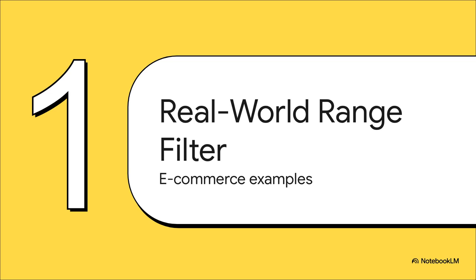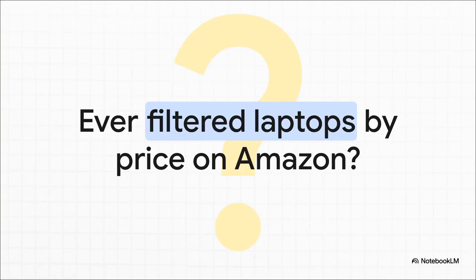The real-world range filter. To really get how databases work, we definitely shouldn't start with abstract code. Let's connect it to something you've probably done hundreds of times on your phone without even thinking about it. Imagine you're hunting for a new laptop online. You type laptop into Amazon, and what happens? Boom, you are hit with thousands upon thousands of results. It's total data overload. You've got $200 Chromebooks mixed in with $4,000 gaming rigs. Manually scrolling through that is just, well, it's impossible.